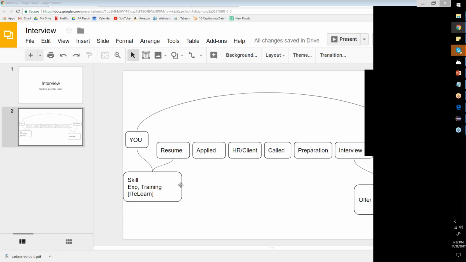Now, for those of you who are getting ready, focus on it. Without a good resume, there is nothing that will happen. Is that agreeable that we need a great resume? Yes or no?